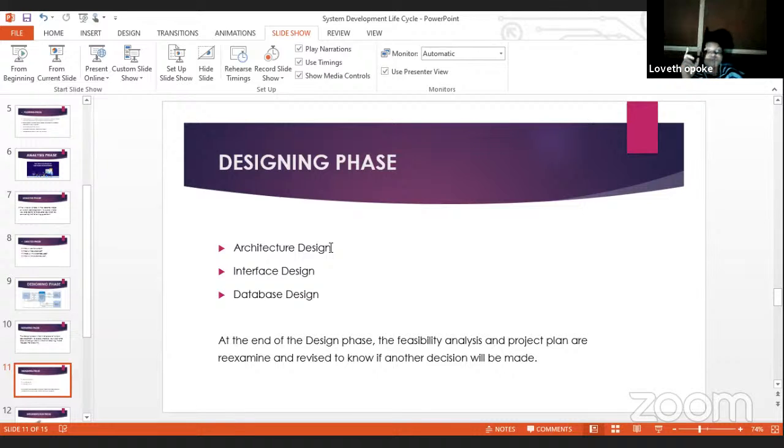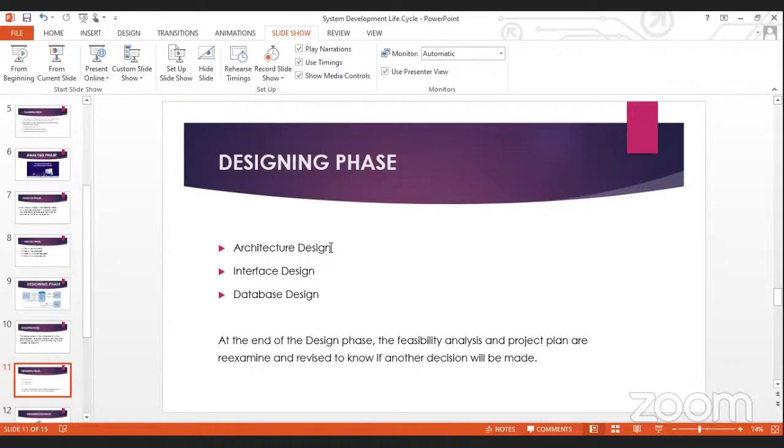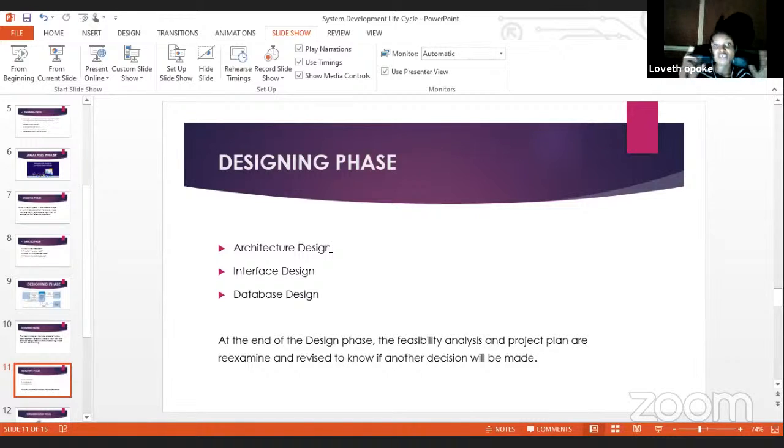So you will design your interface, what customers will do and what the individuals will see whenever they enter into your system. You design your database, how your system will look.